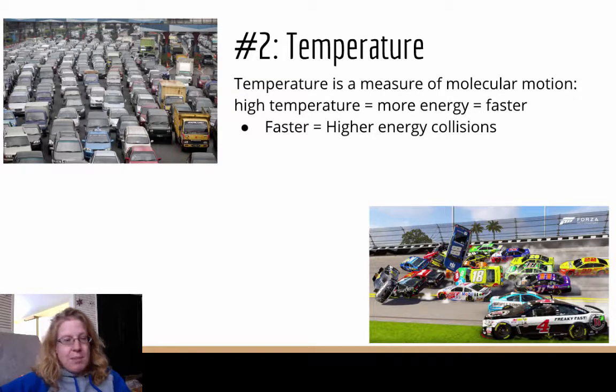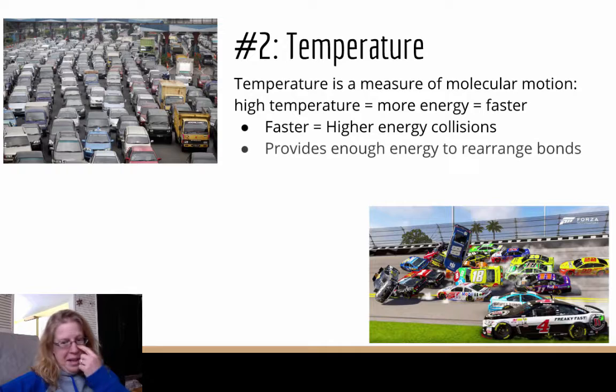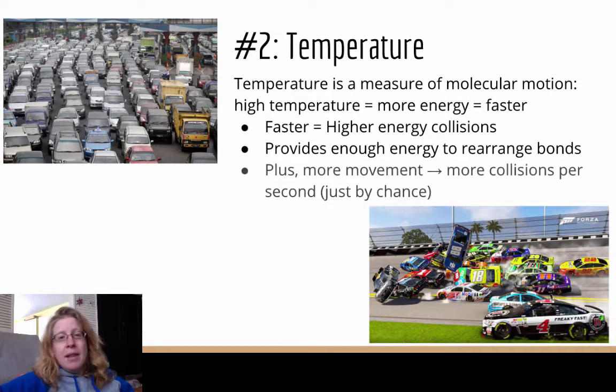So the faster the atoms are moving, the higher energy collisions they can have, just like with our cars here. Those cars on the bottom right going faster can have a higher energy collision than any little fender bender that might be happening between those cars that are stuck up in the left in the traffic jam. If they touch, they're just going to bounce off one another, not going to really rearrange parts like the NASCAR cars are. And what's important about this is that, again, when we're talking about these collisions, you have to have enough energy to break and rearrange bonds. And that's what the temperature provides, is enough energy for that to happen. And then the last thing that happens too, and this isn't the most important part, is that as things are moving around faster, you can also get more collisions.